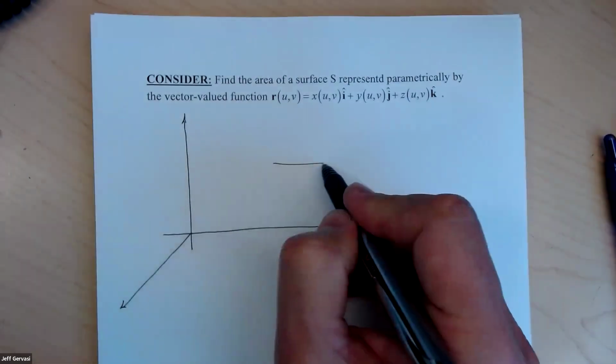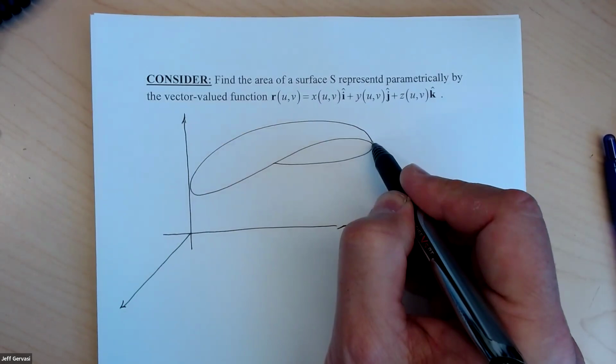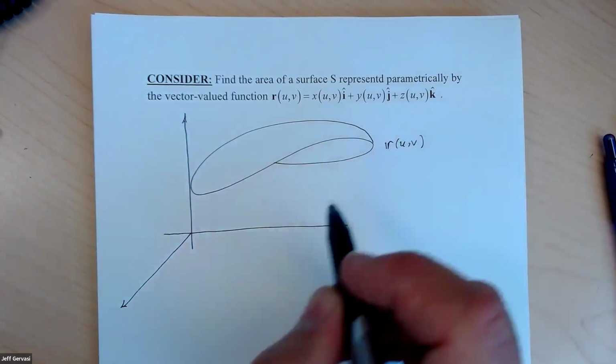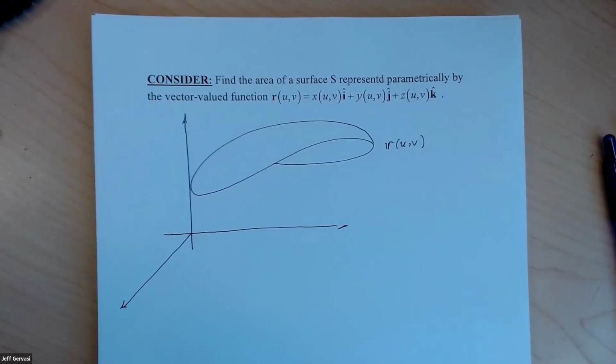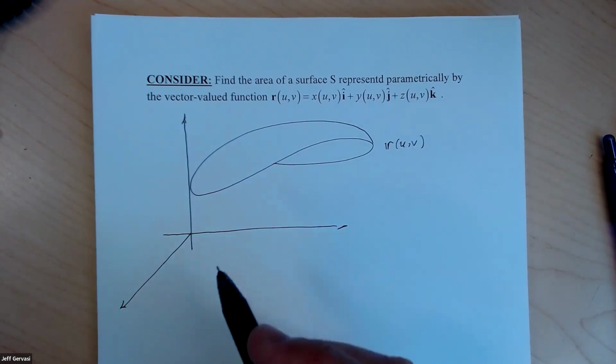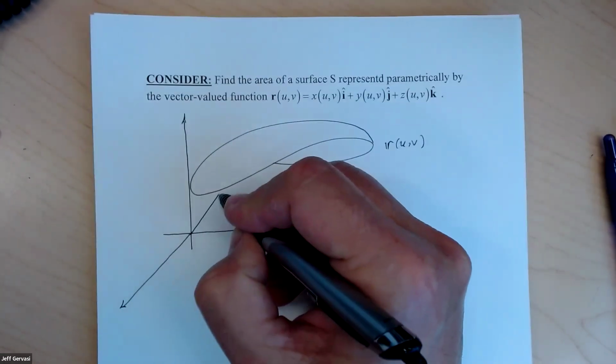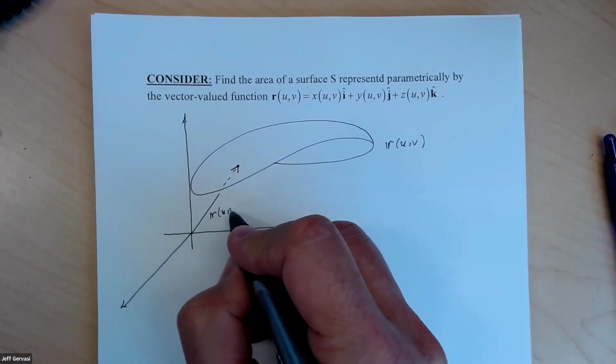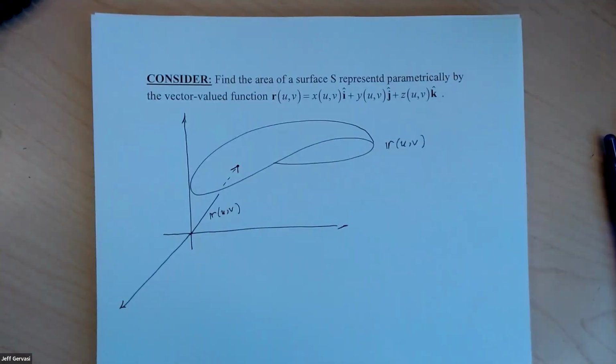So for example, suppose our surface looks something like this, given parametrically by r of u and v. We imagine that there's a vector anchored at the origin that's actually drawing out the surface. As the parameter values u and v change, we imagine that this arrow is moving along and actually painting in the surface. What we want to do is find its surface area.